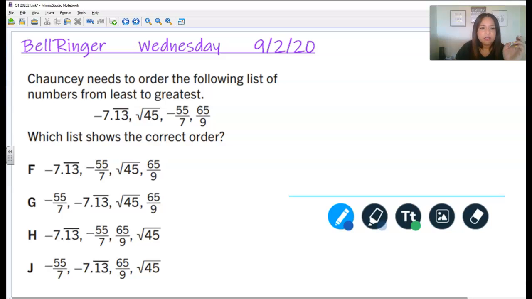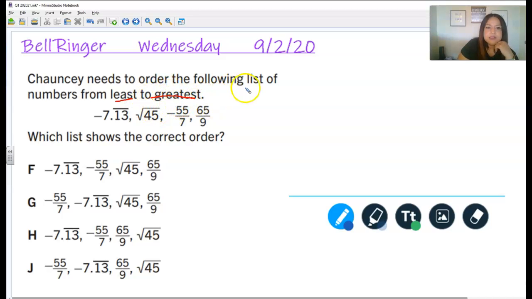So the bell ringer is actually something that you do answer on Nearpod, but I'm going to go ahead and go over it with you anyway, okay? So this one says Chansey needs to order the following list of numbers from least to greatest, and then we have our list, and then it says which list shows the correct order. So the main point here is that they're asking me to order these from least to greatest.